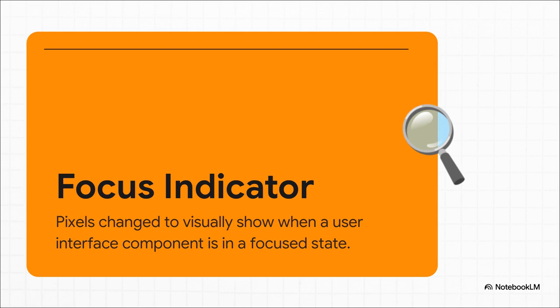So what's the official definition from the Web Content Accessibility Guidelines? It's just pixels that are changed to visually show which component is active. You know, the key thing here is that it doesn't have to be fancy. It just has to be there. It has to be visible.